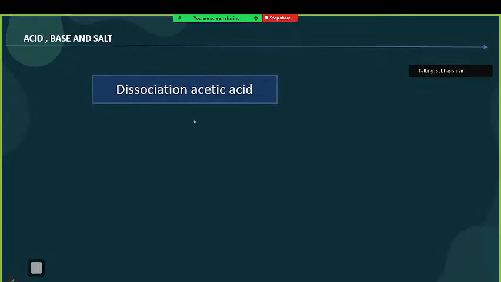Dissociation of acetic acid: it contains many hydrogen atoms, but only one H is dissociated to form CH3COO minus and H plus. All those three hydrogen atoms are not acidic. So CH3COO minus plus H plus.